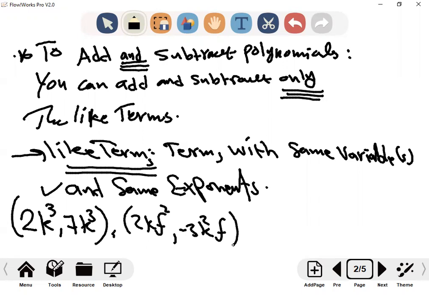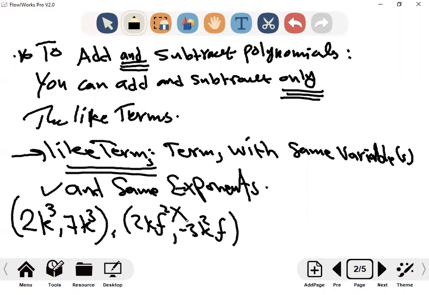Like terms? Not like terms. Same variables, yes, kf, kf. But here the k is power 1, here the k is power 2, not like terms. You cannot add them, you cannot subtract them. Done? So here not like terms.